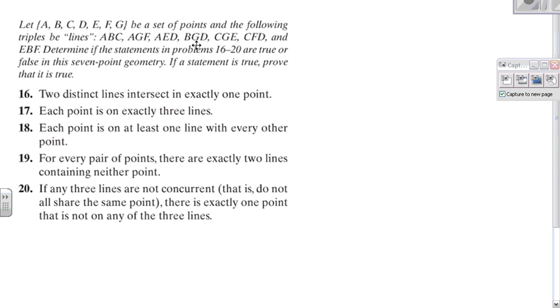EBF would intersect here at B and only B. CGE would intersect at E and only point E. And finally CFD is only going to intersect at point F. So yes, they only intersect at 1 point because they only share 1 common letter between any pairing.